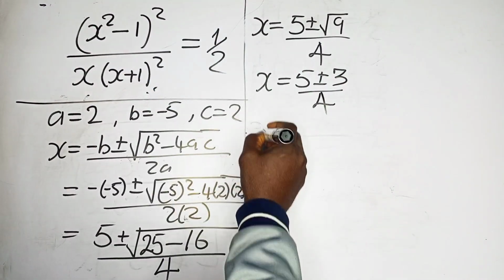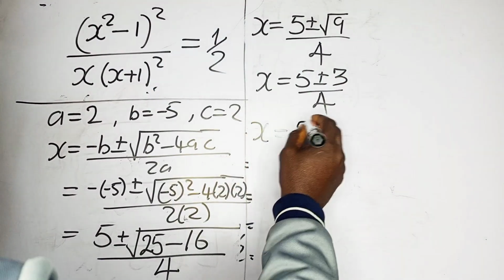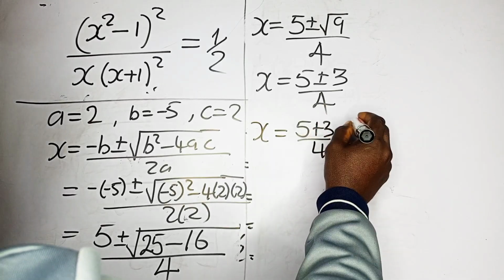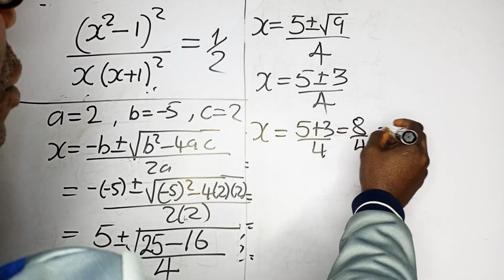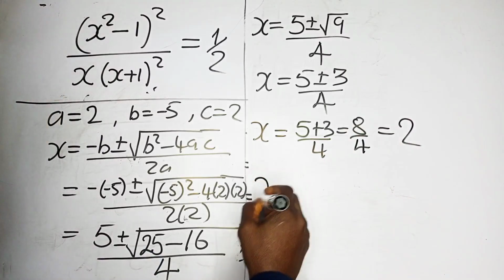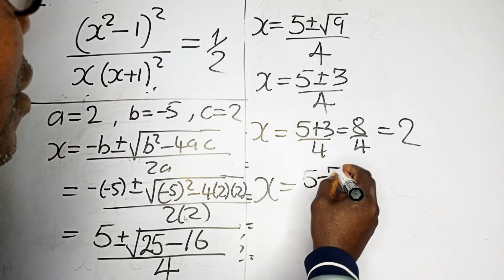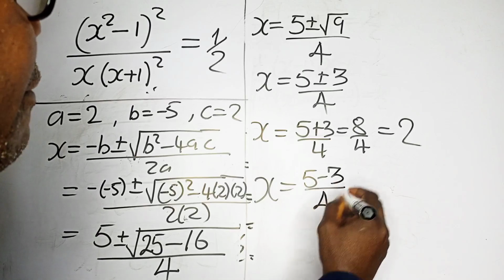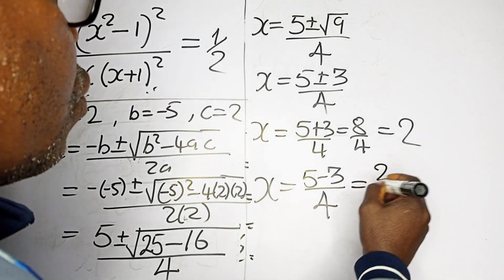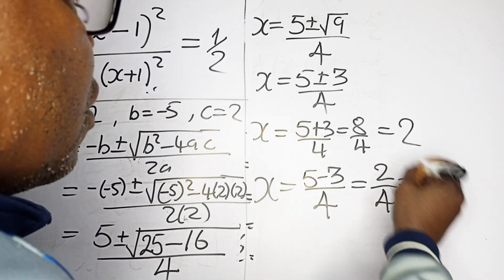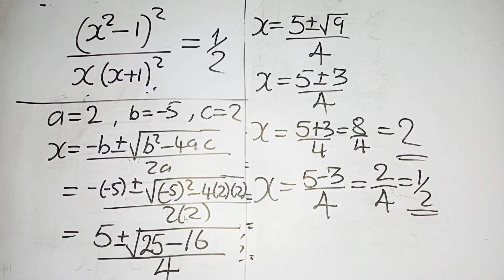All right, so the first value of x is, when we take the plus, that gives us 8 all over 4, which is 2. And the other value of x, when we take the minus, 5 minus 3 all over 4, that gives us 2 all over 4, which is a half. So the two possible solutions of x are x equals 2 and x equals half.